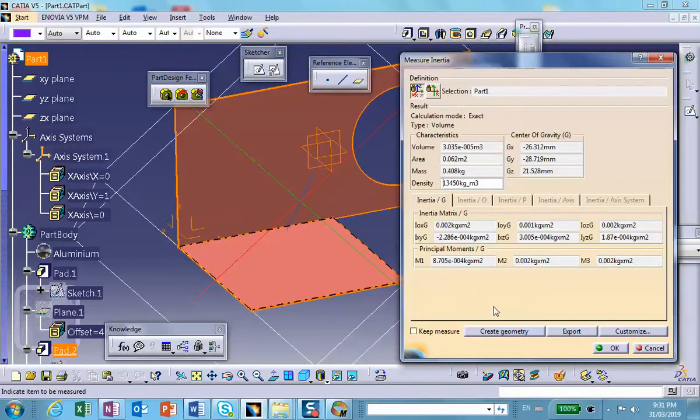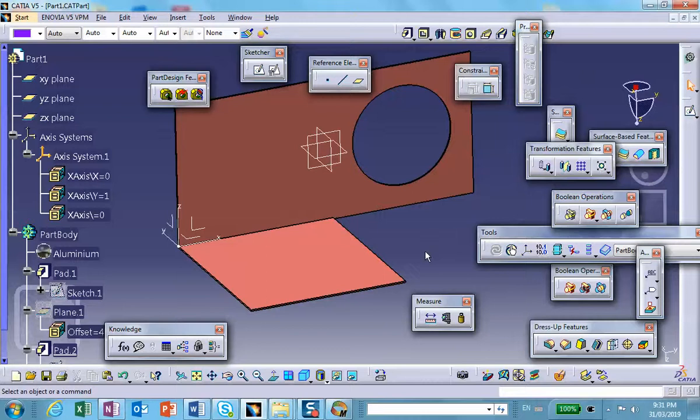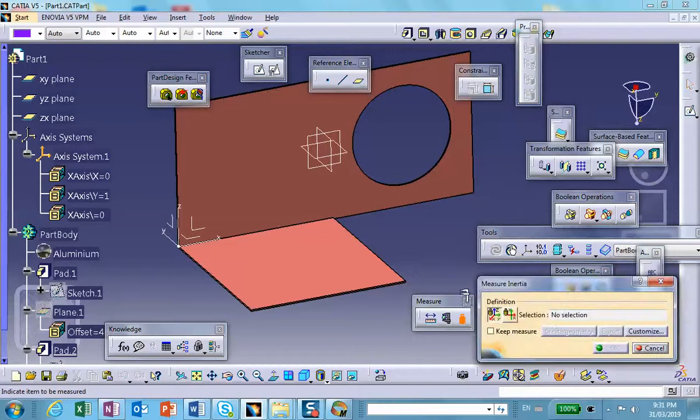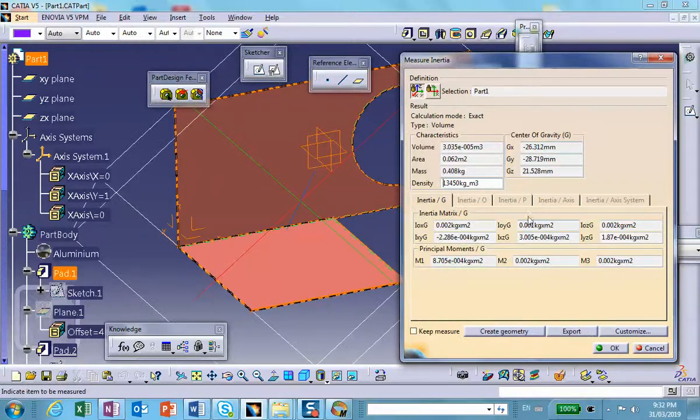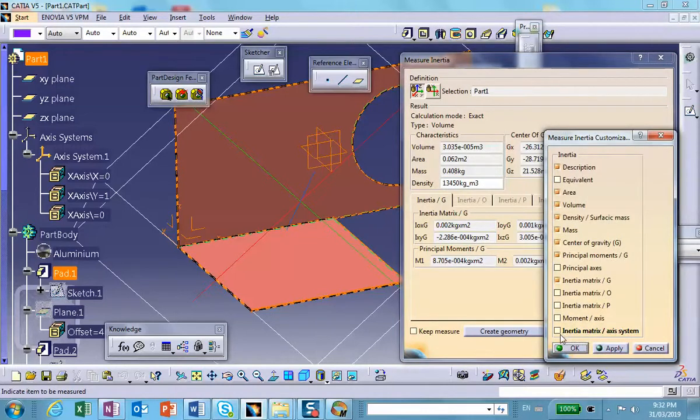Now, I believe that you can say okay. All right. Now, measure inertia, okay. However, I want to customize inertia with respect to an axis system. You click on this guy, okay. Inertia matrix by selecting the axis system. You click on that and you say okay.